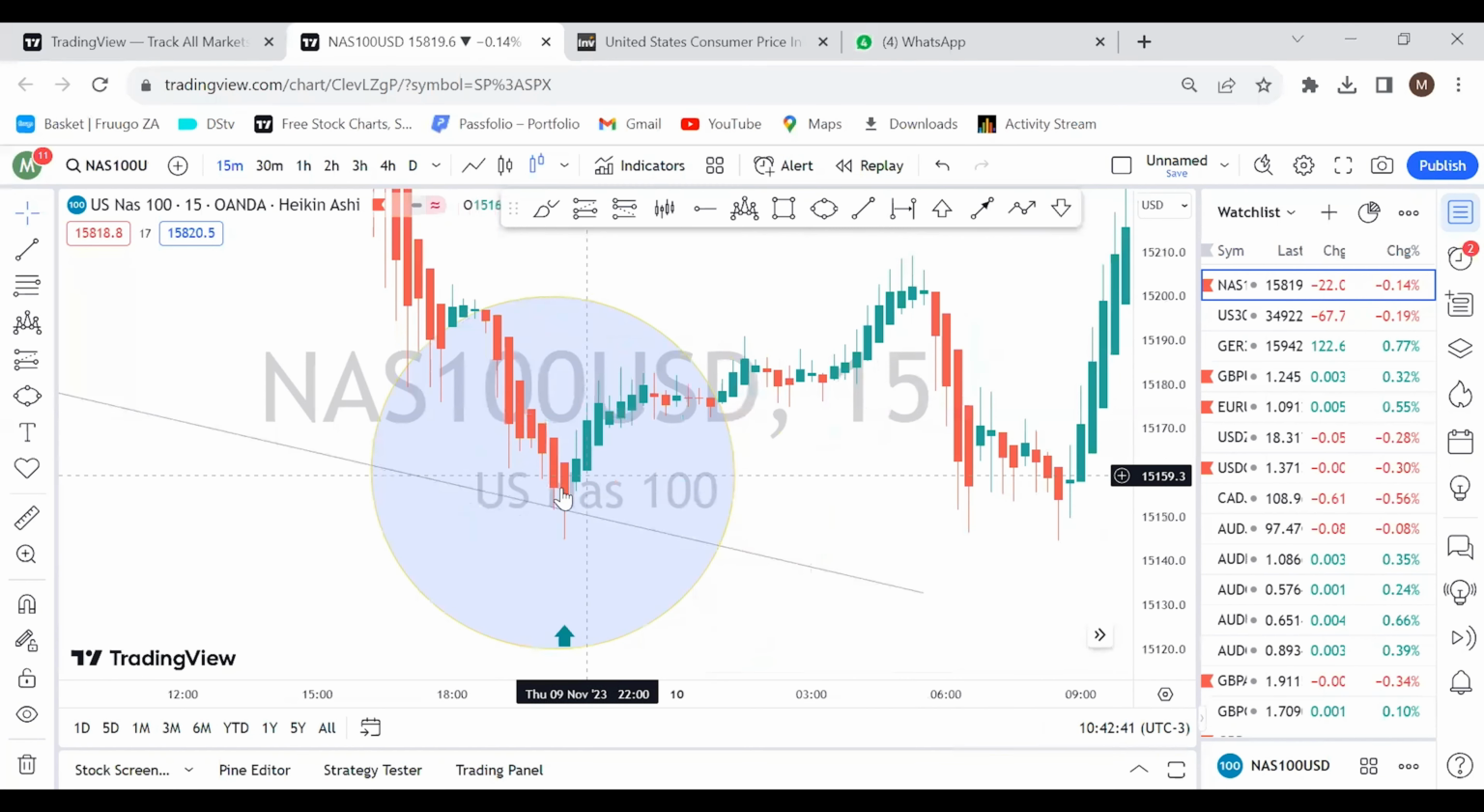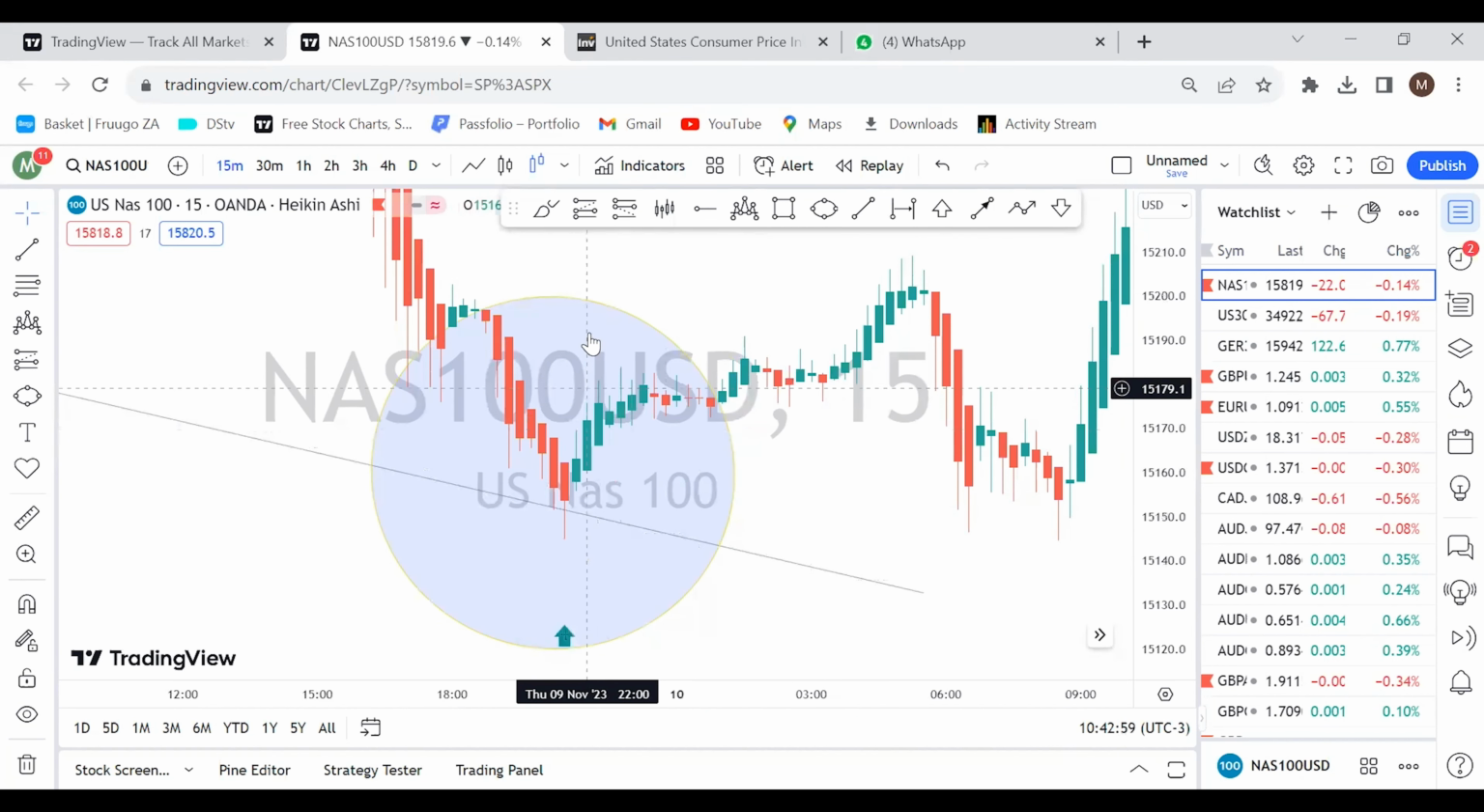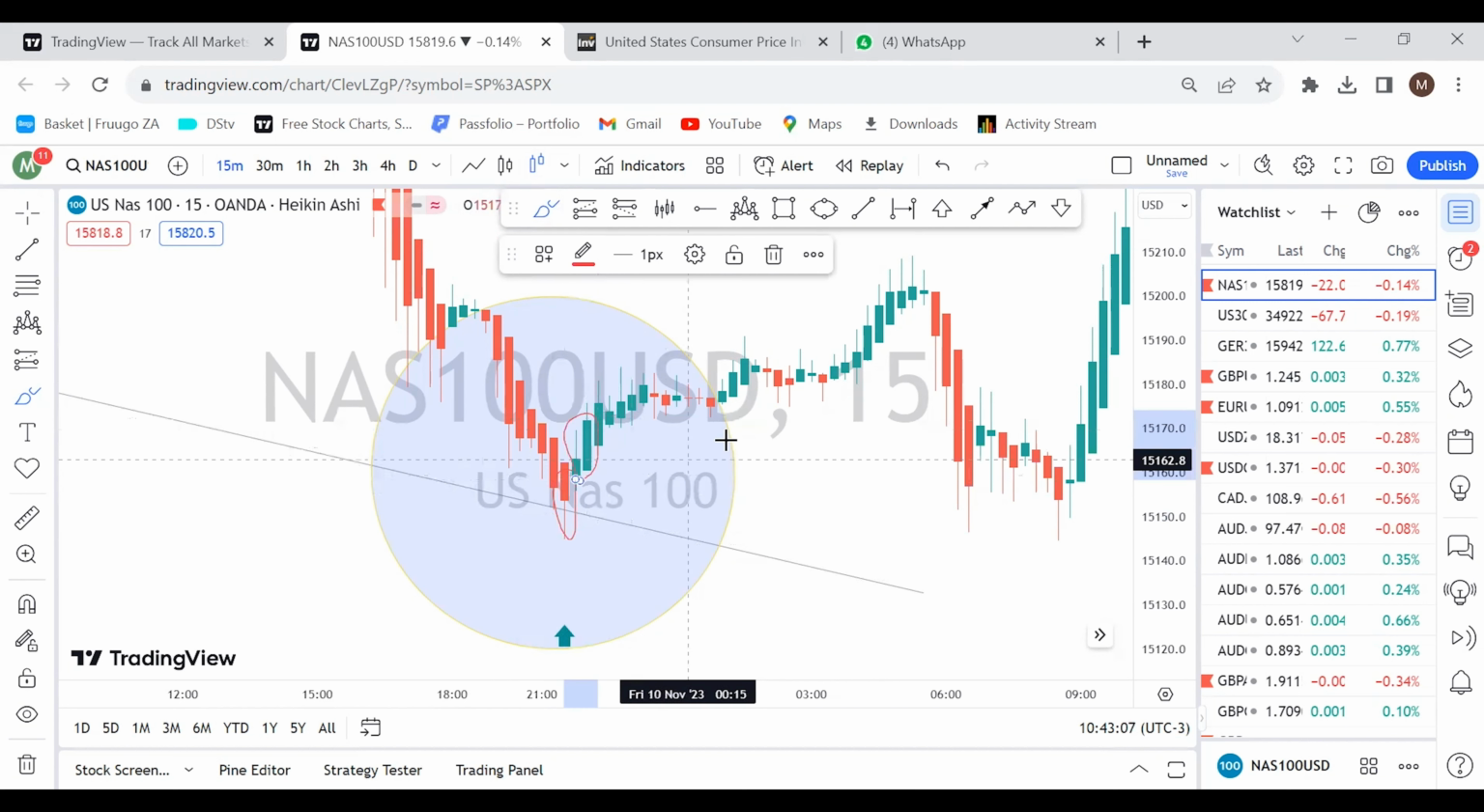We still have our rejection right there. So what we need to see after the rejection is, in the case of a buy, you'd want to see bullish candlesticks, preferably 2 bullish candlesticks in a row. And that's what we got right after this nice rejection. So we had 2 bullish candlesticks, which shows us momentum, because momentum is very important.